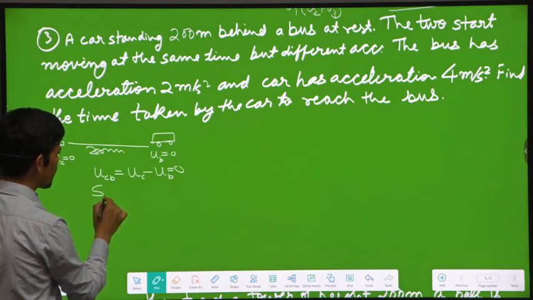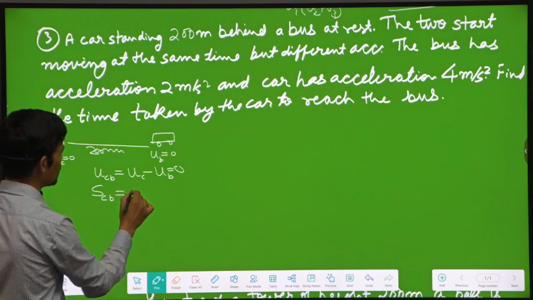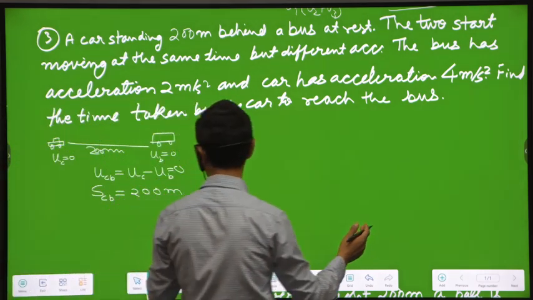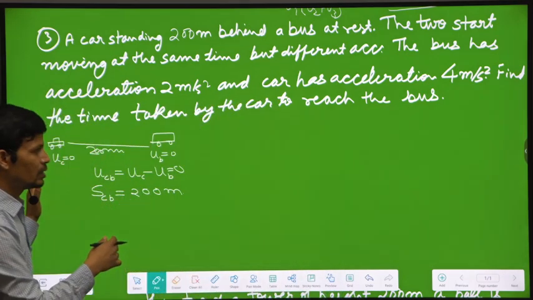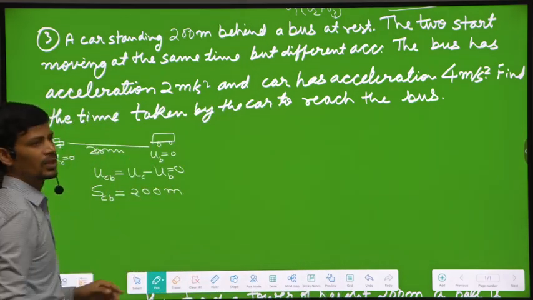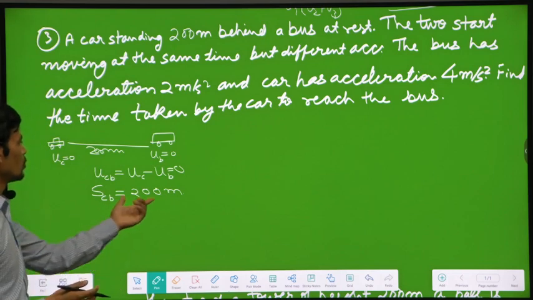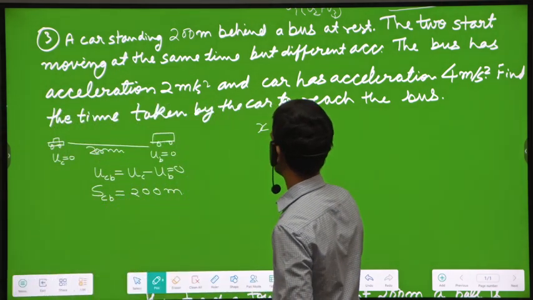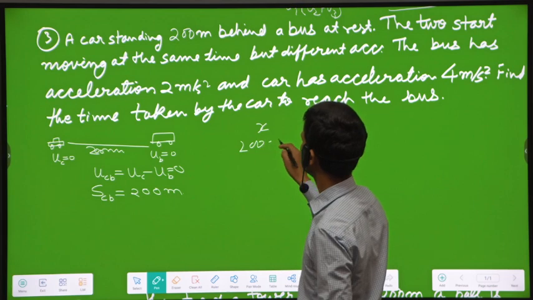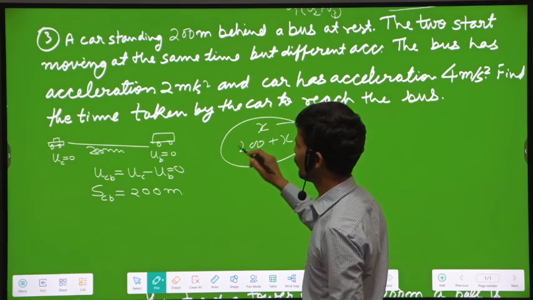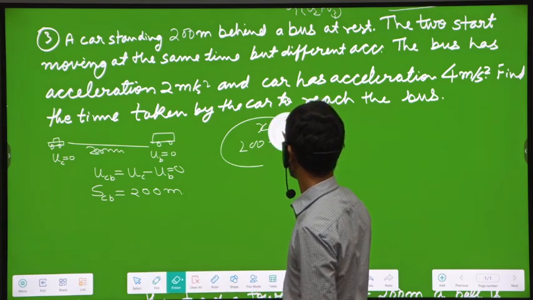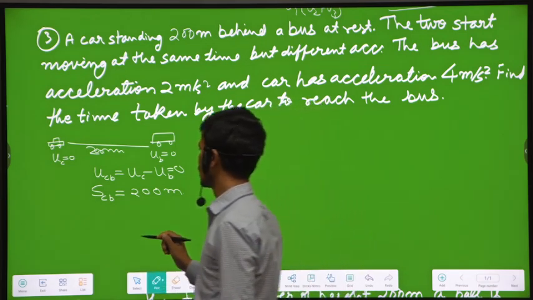Relative position or relative displacement of car with respect to bus is 200 meter. Bus will travel some distance and car will travel that distance plus this 200 distance, and both will get cancelled, only 200 will remain there. Let us suppose bus traveled x distance. So car is traveling 200 plus x, and if we subtract both of them, then it is 200 meter. Okay.